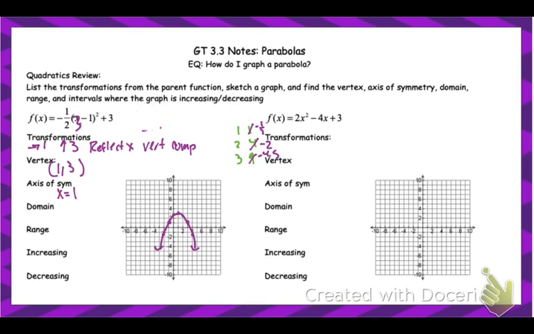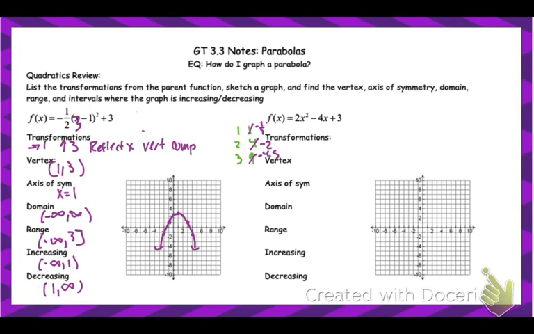All right, so what we can also do on this graph, let's find the domain. So this is going to be from negative infinity to infinity. Range is negative infinity to 3. This graph is increasing from negative infinity to 1 and decreasing from 1 to infinity.